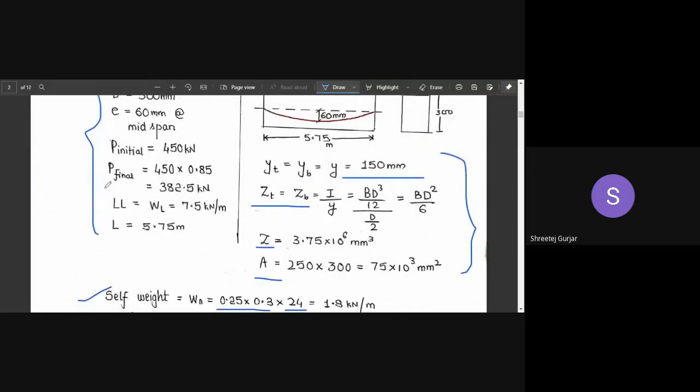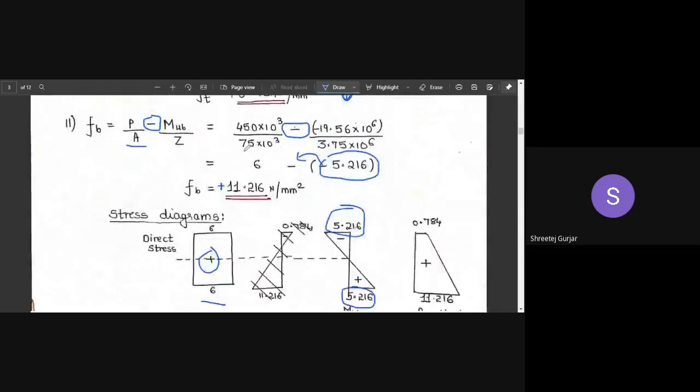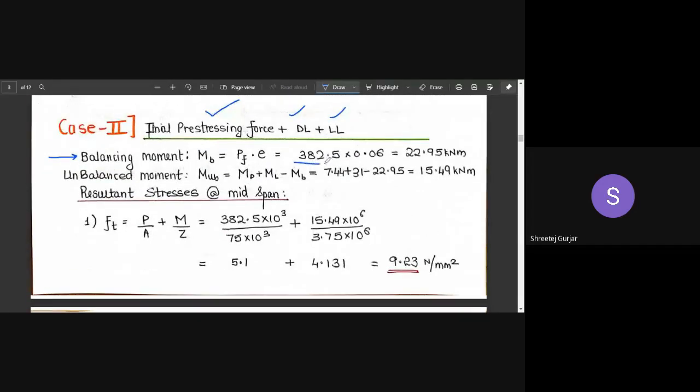So where we have calculated here final pre-stressing force, that is 382.5. So we will use this and we will not use the other. So that we will substitute here. Okay, 382.5 into eccentricity. So this is your balancing moment. And what is our unbalanced moment? It is the moment due to dead load plus moment due to live load minus your balancing moment. So 7.44 is the dead load moment, 31 is your live load moment, and then this is your unbalanced moment. So your unbalanced moment is positive. In the previous case it was negative, here it is positive, plus 15.49 kilonewton meter.